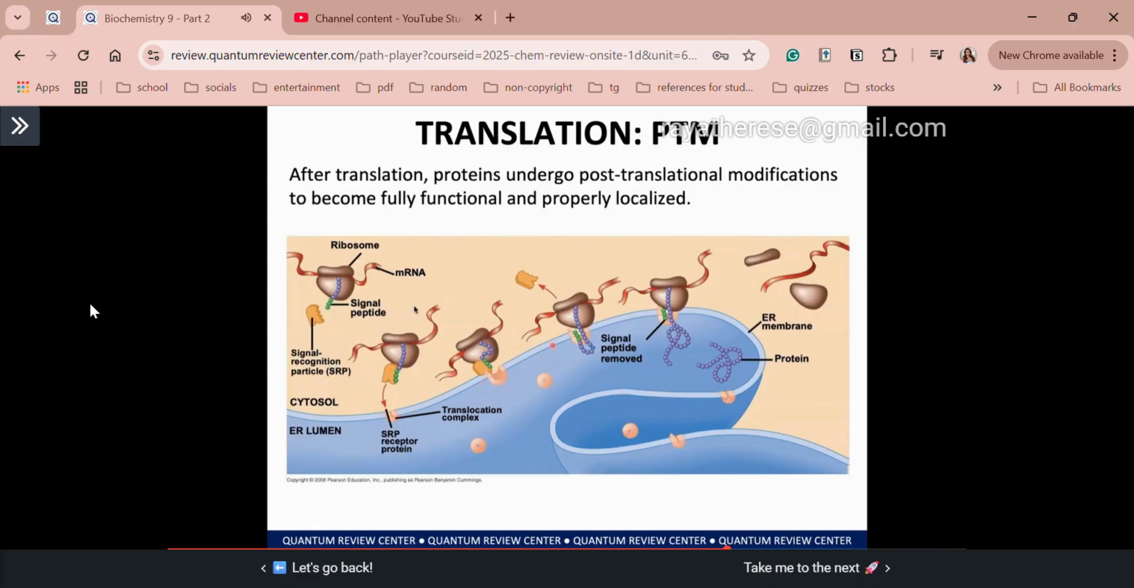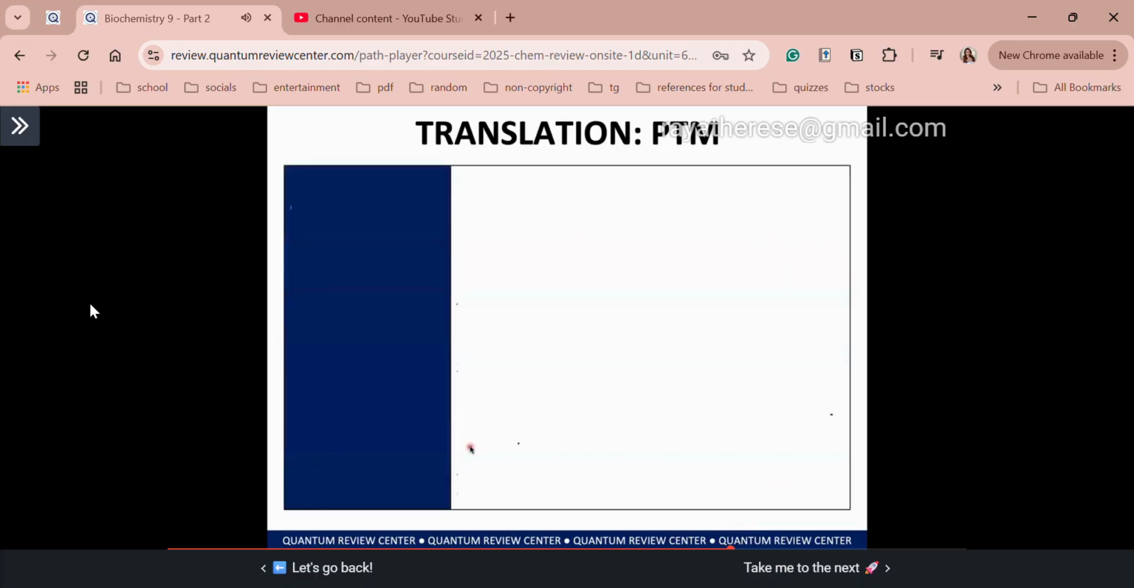And here, upon binding with your ER membrane, your ribosome will then be disassembled. And here you can see the signal peptide is cleaved, and here you will deliver the protein, or your premature protein. Okay, so class, again, we have different post-translational modification mechanisms. First one, the cleavage. So very straightforward.